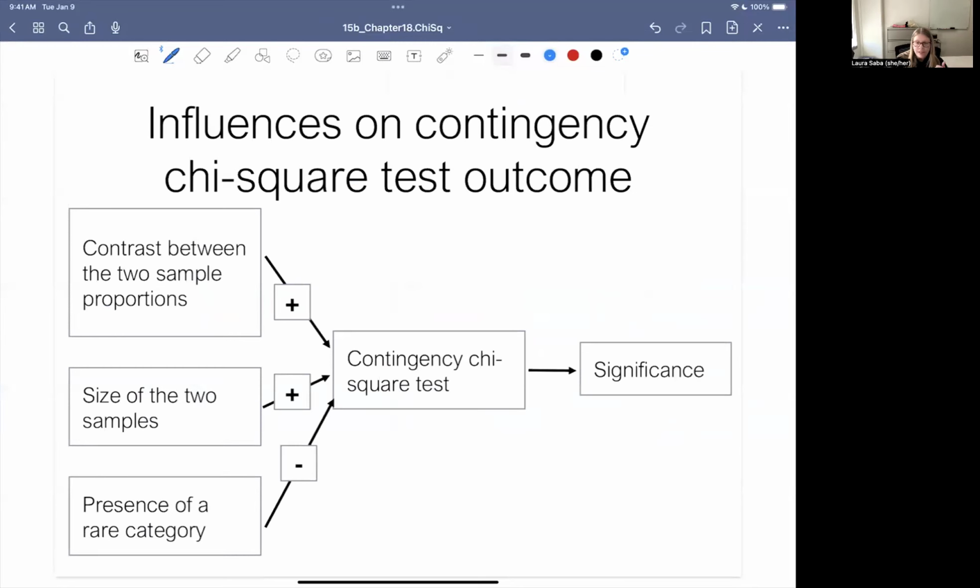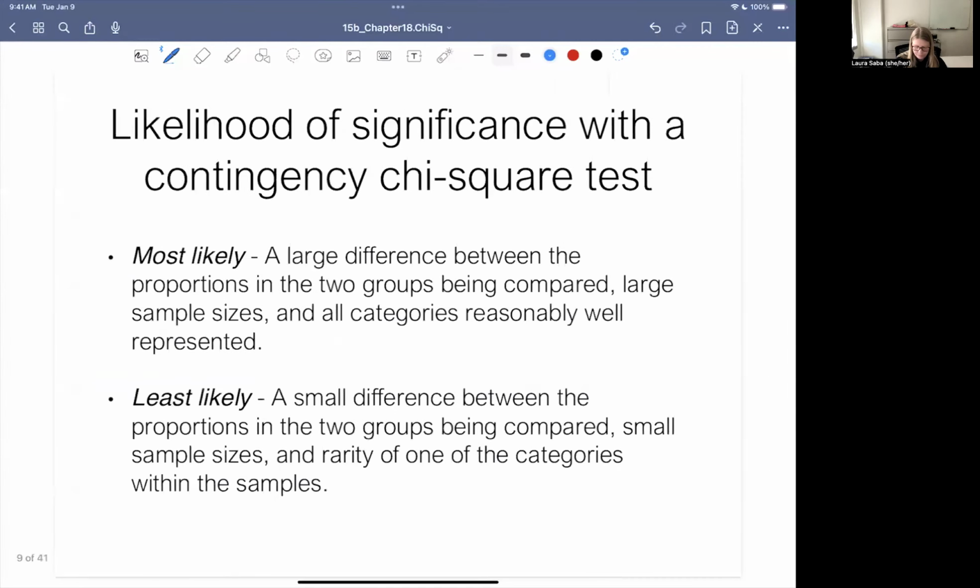So what influences the significance of this? The contrast between the two sample proportions: the bigger the difference between the two sample proportions, the more likely you are to get a significant result. The size of the two samples. And finally, the presence of rare categories still contributes to significance in the contingency chi-squared, just like it did in the goodness of fit chi-squared.